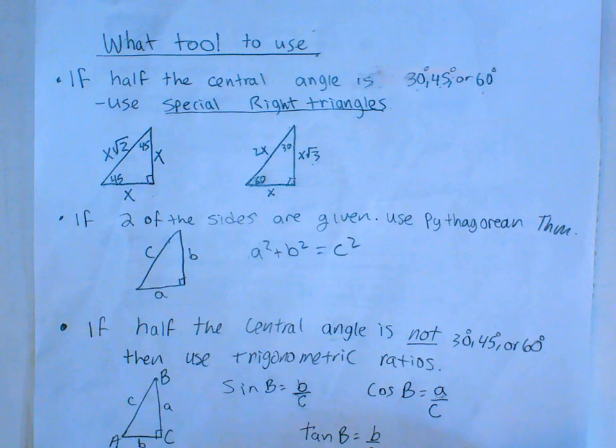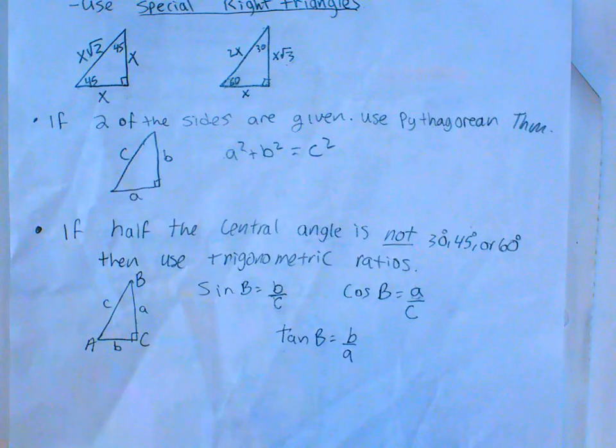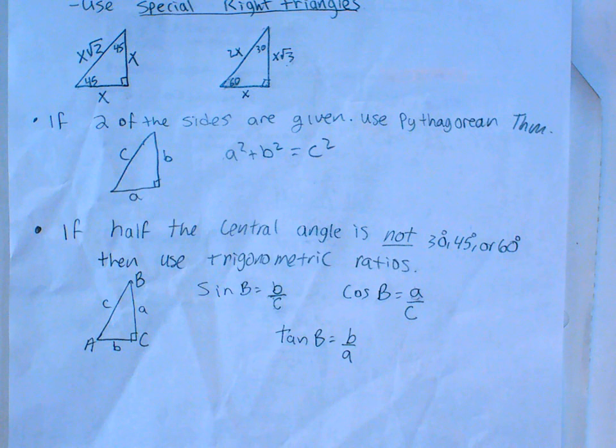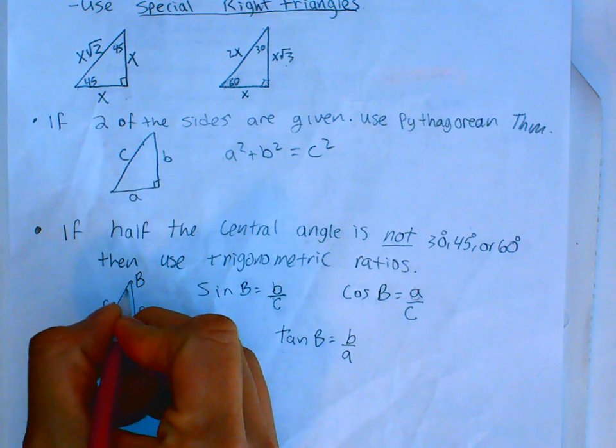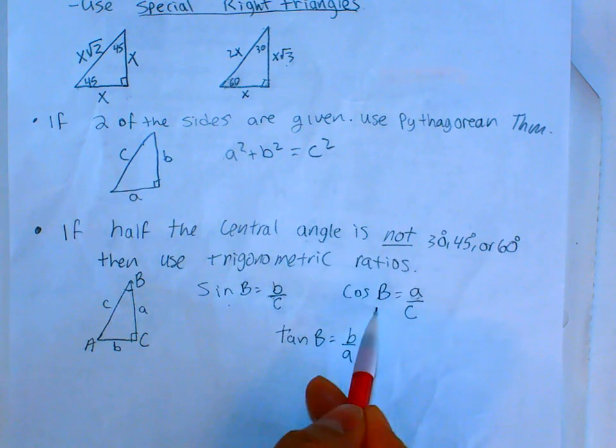And then the third scenario that you are going to use is if half the central angle is not 30, 45, or 60, then you're going to have to use a trigonometric ratio, either sine, cosine, or tangent, whichever one is appropriate. Most of the time, you will be ending up with this angle right here, and the information that you have will determine what you're going to use. You might need to use sine, cosine, or tangent.